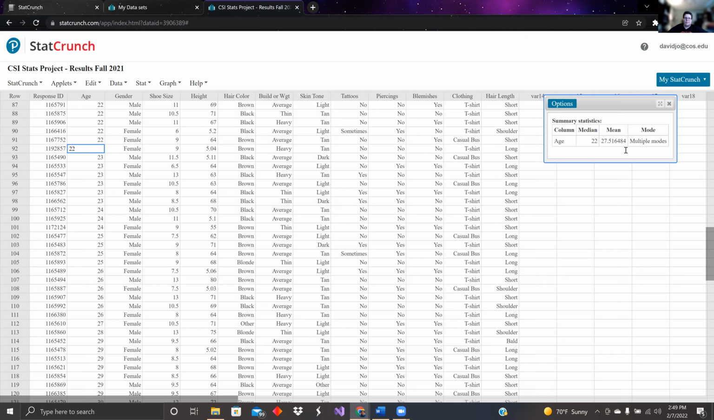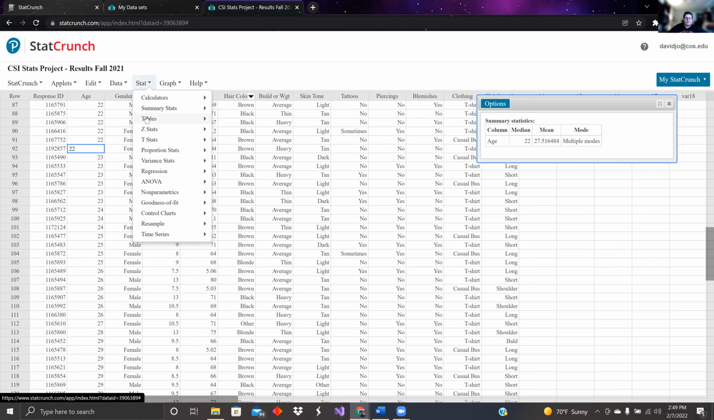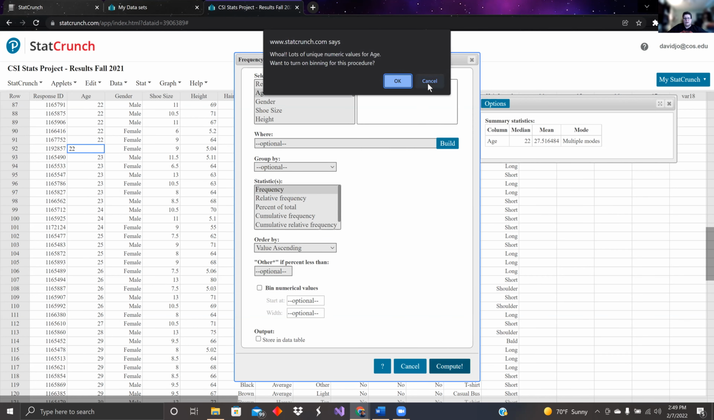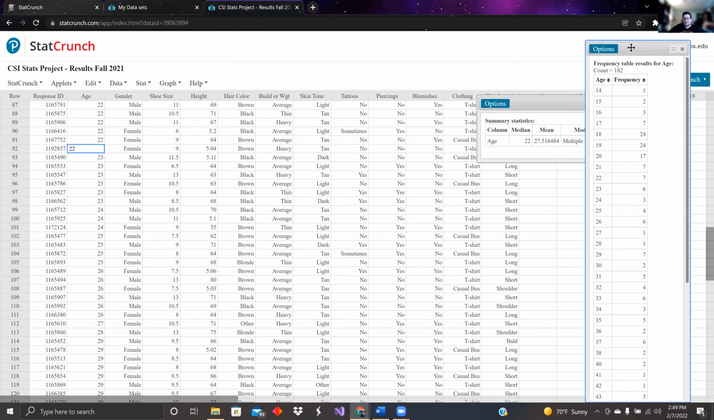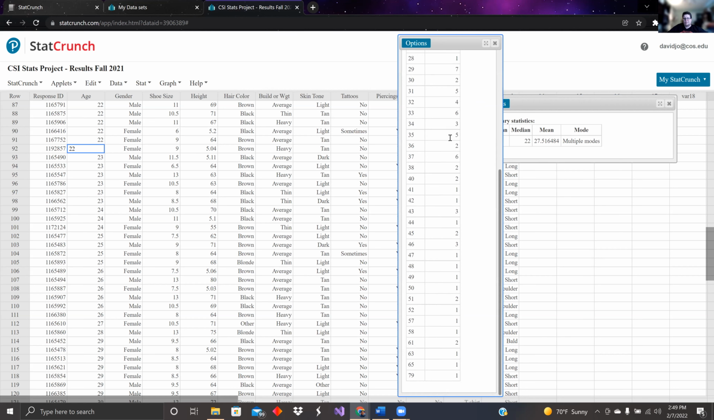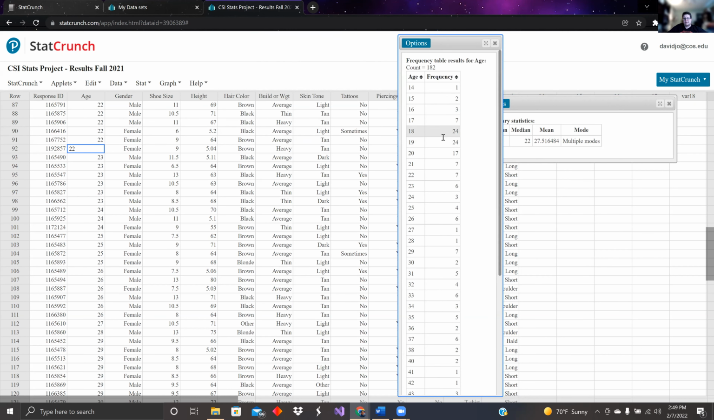So there's a little bit more to say about that. Does it say what it is? Yeah, so we could figure it out if we wanted to do a frequency chart. No, I do not want to turn on binning. 18 and 19 both have 24 people in them. And so that's why it's saying there's multiple modes.